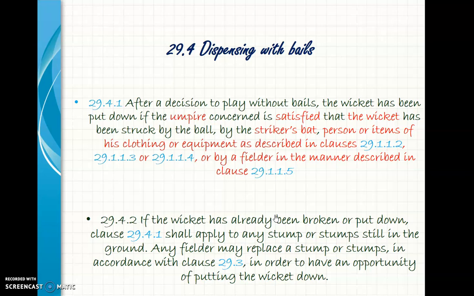This is for the concerned umpire to decide and to be satisfied that the wicket has been put down. Or if the wicket has already been broken or put down, as mentioned earlier, it shall apply to any stumps in the ground. Any fielder may replace it in a similar way, which we have done previously in terms of bails or wicket.